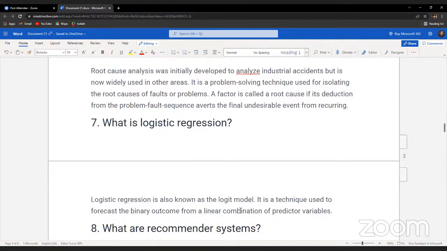So as we directly jump into the next question, what are recommender systems? If anyone knows the answer, ping me in the chat box, and we'll discuss the answer within a minute.